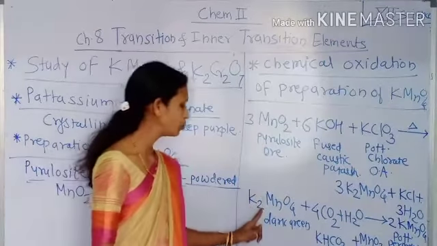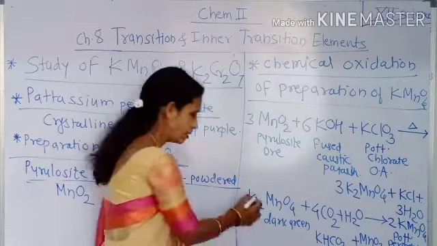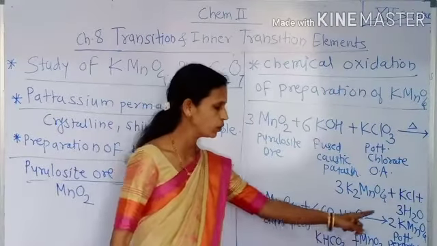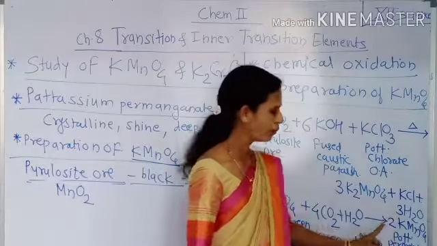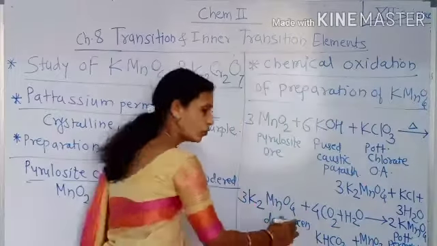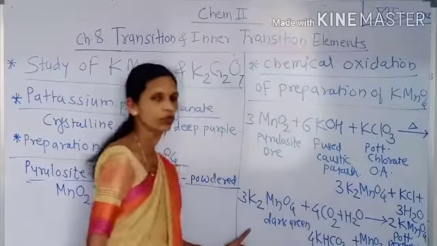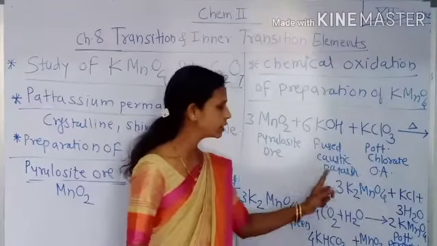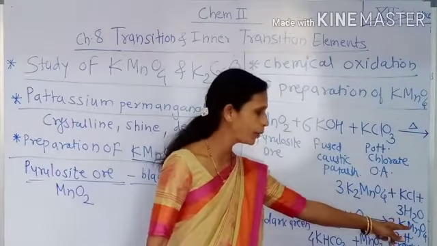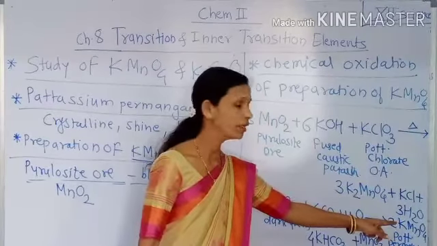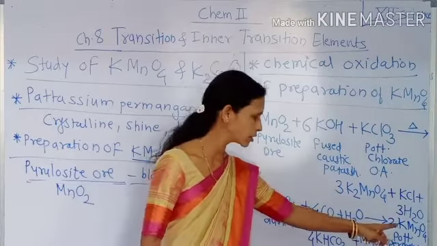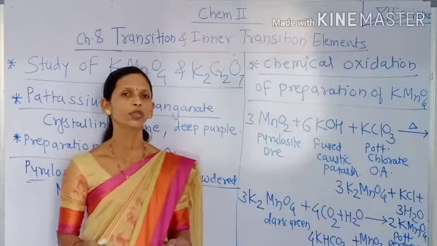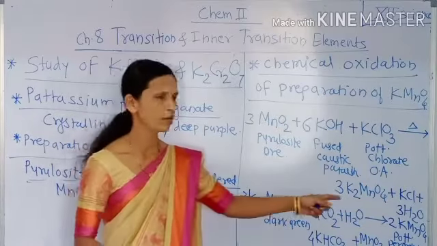Similarly, we balance the same reaction: 3 K2MnO4 plus 4 CO2 plus 2 H2O gives 2 KMnO4 plus MnO2 plus 4 KHCO3. Here the dark green potassium manganate is converted into deep purple, nearly blackish purple, potassium permanganate. That is the chemical oxidation process of preparation of KMnO4.